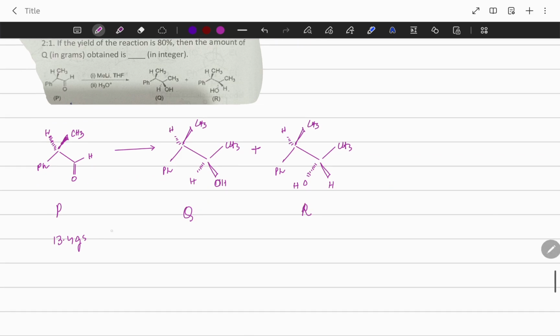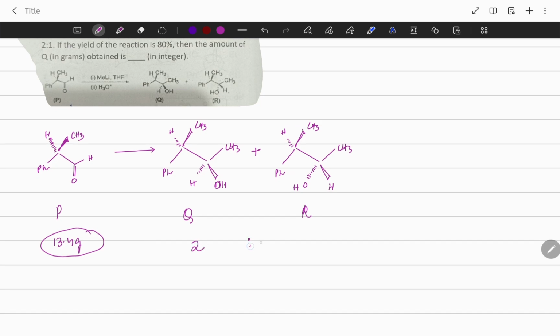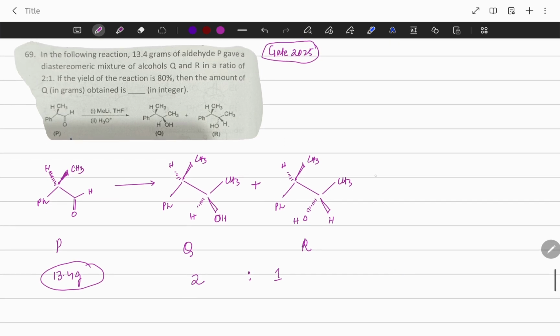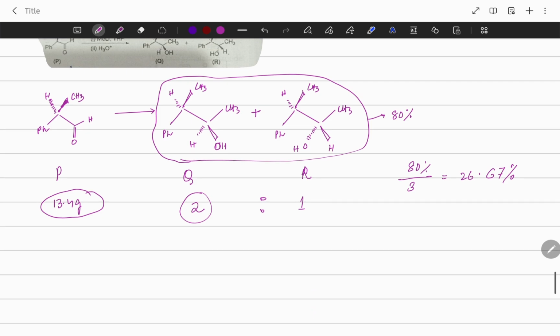So this is 13.4 gram. The product that is formed is in a 2:1 ratio, and the overall yield of Q and R is 80%. That means Q is two parts, and R is one part. So overall 80% divided by 3, you will get 26.67 percentage.